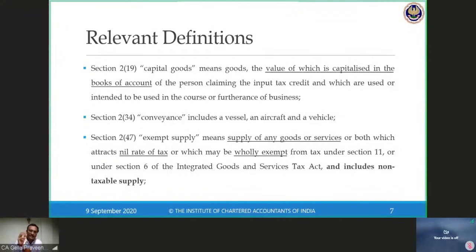My term exempt supply means supply of any goods or services, or both, which attract nil rate of tax, which may be wholly exempt from tax under section 11 or under section 6 of IGST Act, and includes non-taxable supply. So this term exempt supply, I presume that this was discussed in your levy section, section 9. However, I'll cover again, we'll discuss again from ITC point of view.